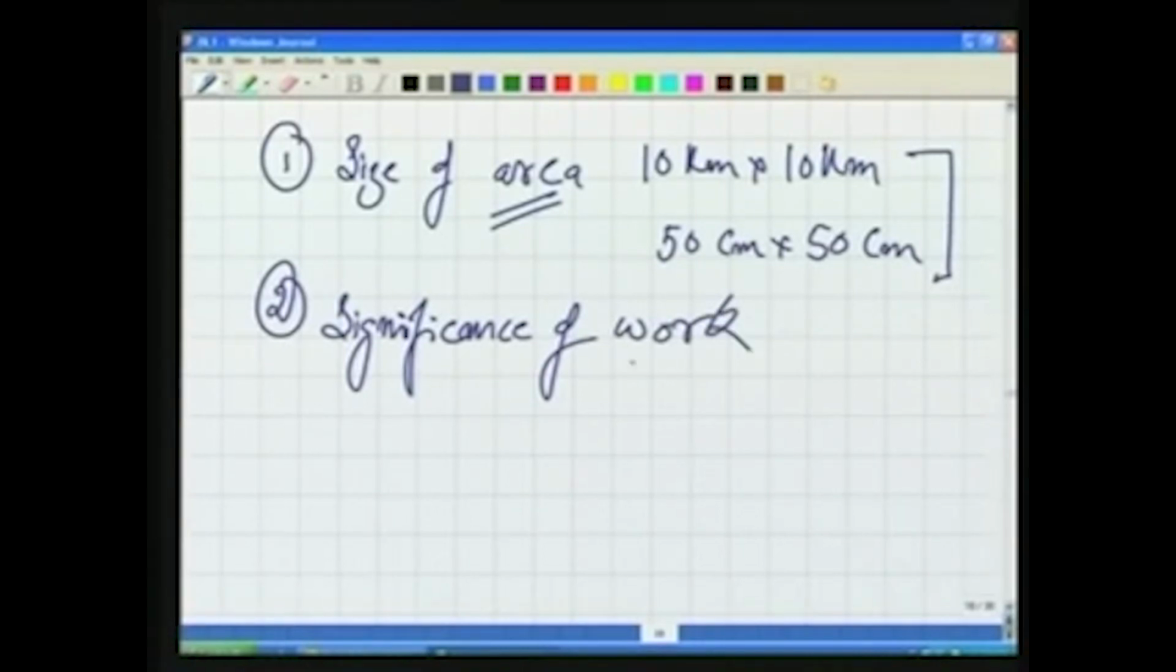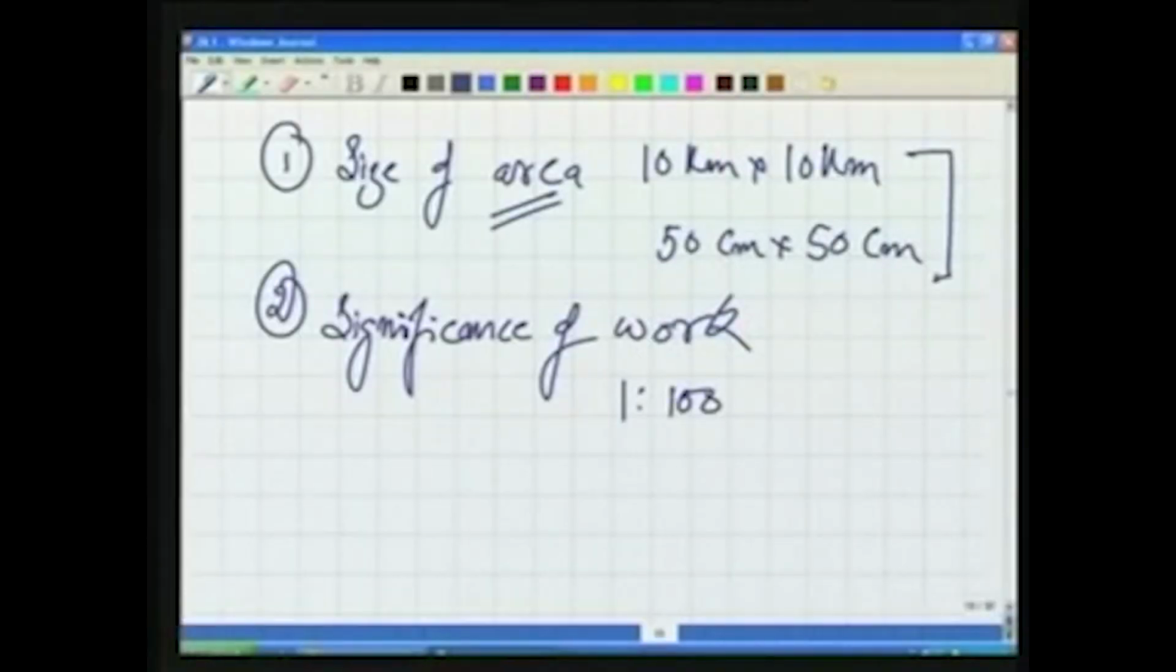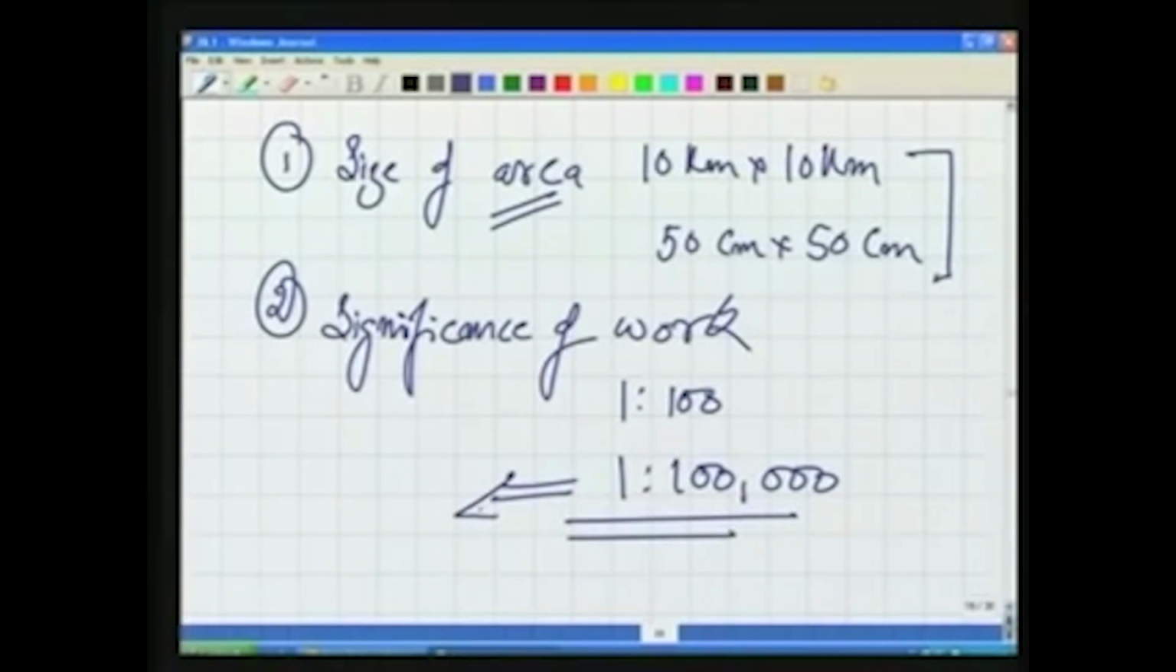What is the meaning of significance of work? When do you want to go for higher scale, and when for lower scale? Sometimes you want to go for higher scale, you want to plot at 1:100. Sometimes you want to plot at 1:100,000. When you want to plot at 1:100,000, the meaning is you want to plot a map of an entire state, of an entire country. For example, for the entire Uttar Pradesh, we want to show in one map.